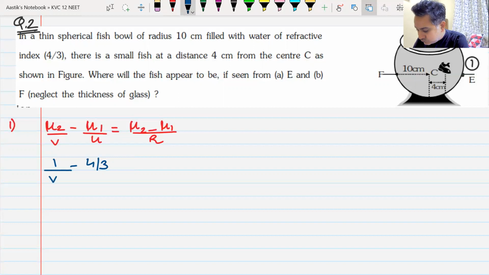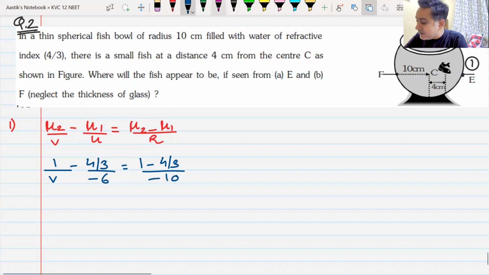Yes or no? Yes, sir. About u, u is the distance of the object from the pole. Remember, pole. What is the value of u? Minus 6, sir. I give a big thumbs up for this. Minus 6 is equal to 1 minus 4 by 3. The only controversy is now whether r is plus or minus. Minus 10, sir. Minus 10. So we have done all the steps correctly.